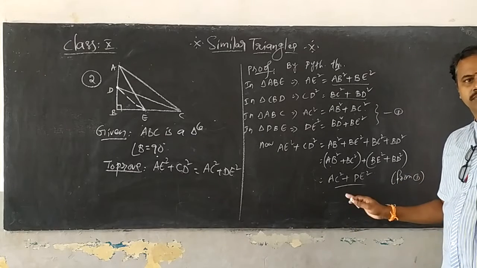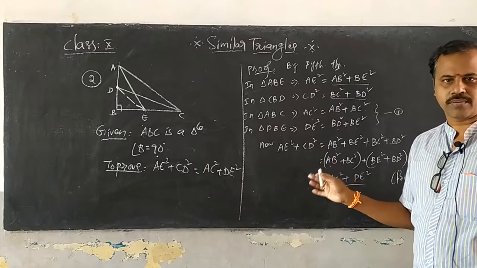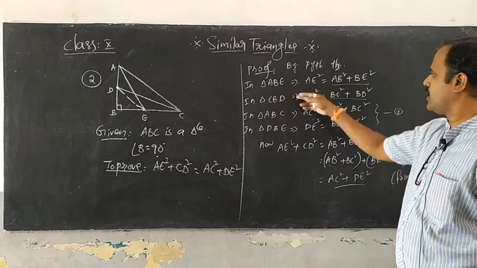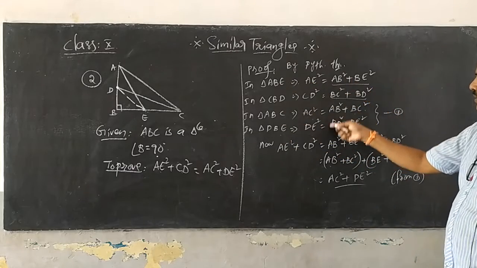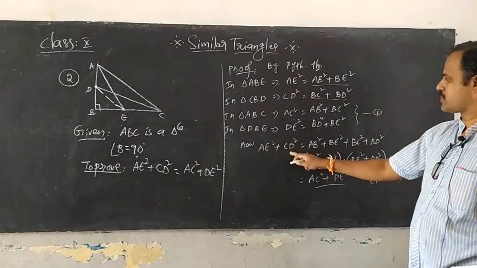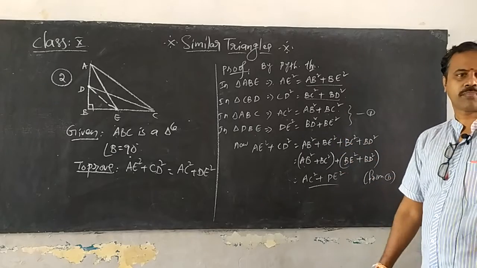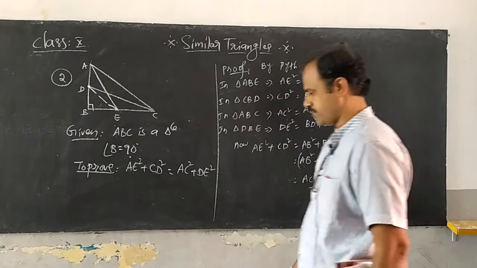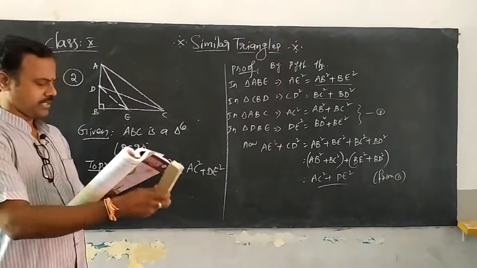Did we complete our answer? Yes, it's clear. You're just using the Pythagoras theorem. You apply it to all the triangles, and from the first one you take AE square plus CD square, and by rearranging the values you get AC square plus DE square. We come to the third question in this exercise.